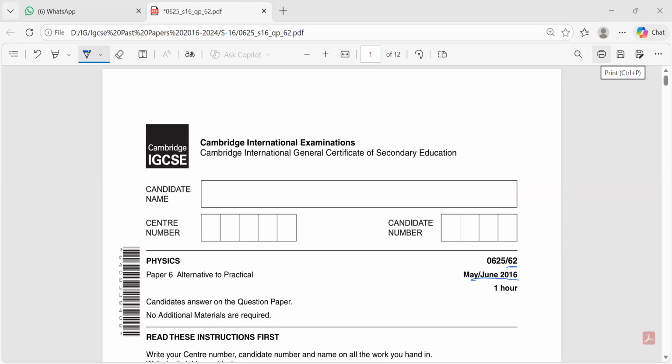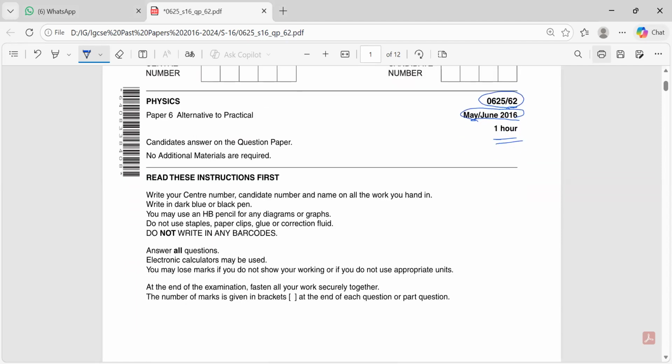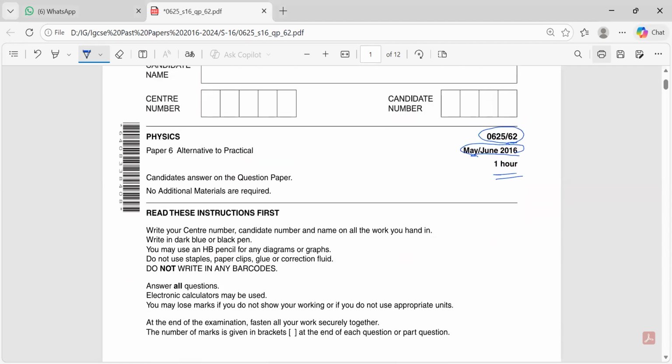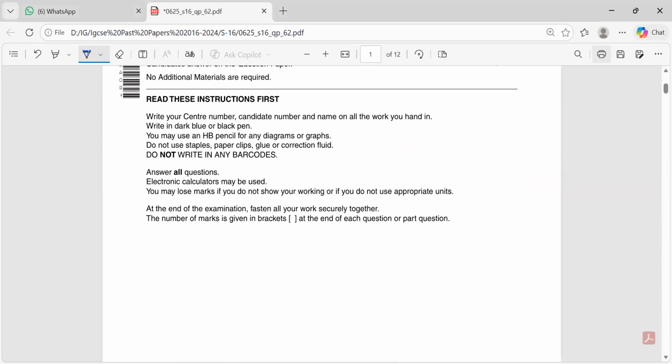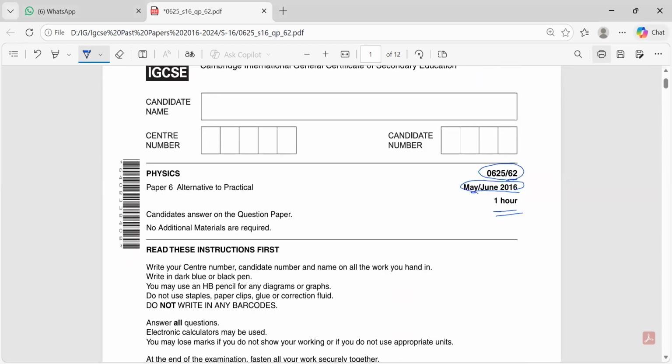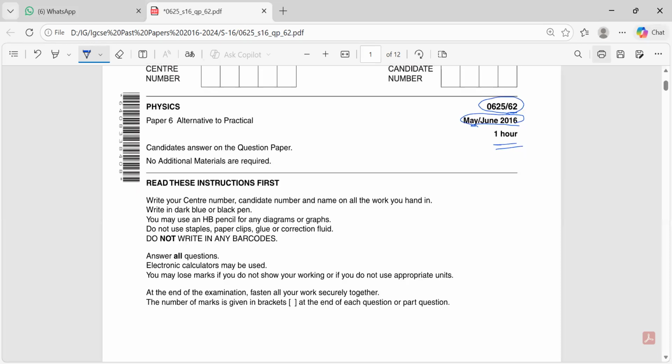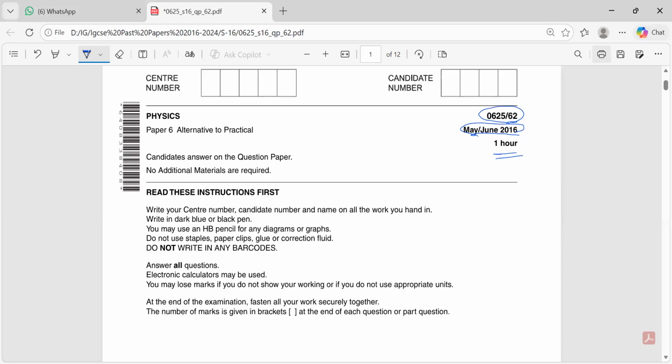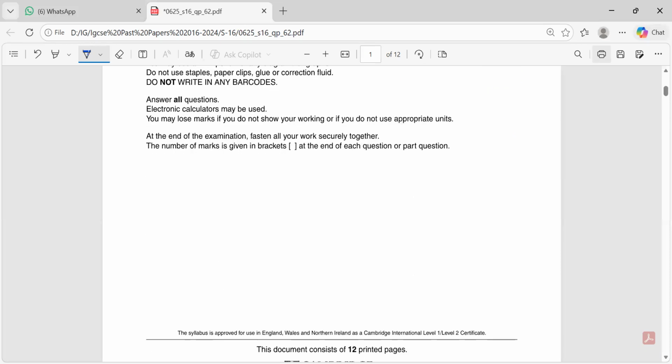So we are right now solving paper 6 variant 2 of May-June 2016. As usual, the time allowed for this paper is 1 hour and marks are 40 for this exam. And this is only 20% of the weightage of the curve of our syllabus. So let's start without any delay.